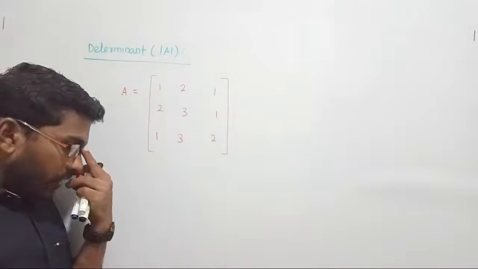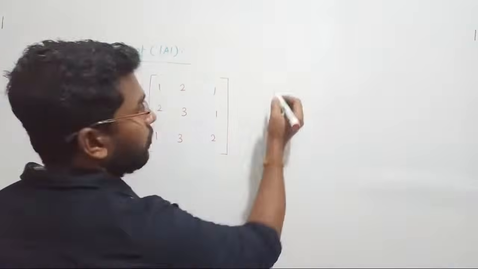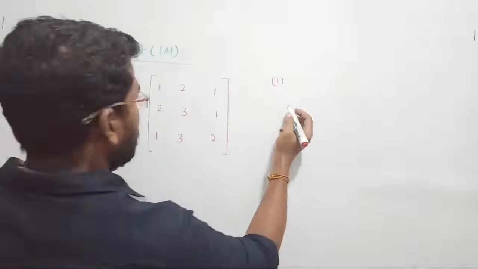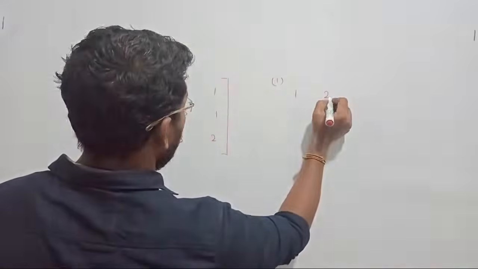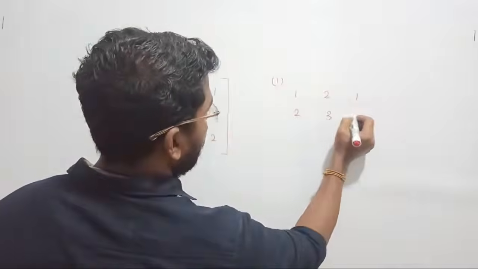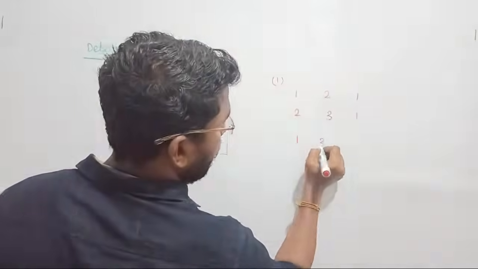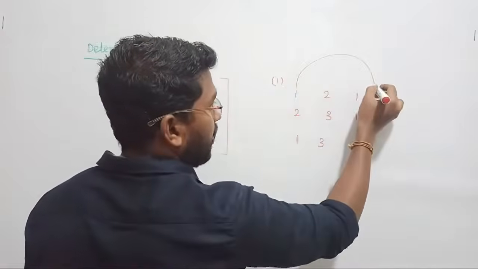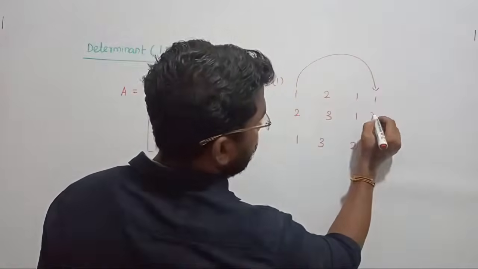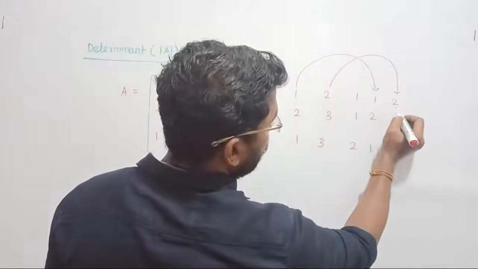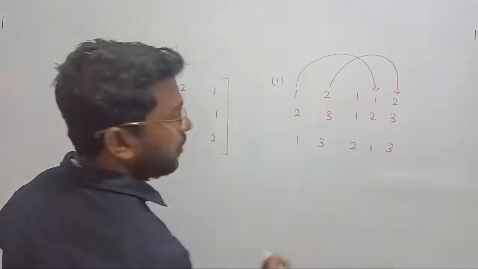There are two ways to find the determinant of this, right? So method number 1. You have to take the same matrix, right? Let us say 1 2 1, 2 3 1, 1 3 2. We have to find the determinant. Now what you do is, repeat the first column again, such that it is 1 2 1. Again repeat the second column, 2 3 3. Completed?